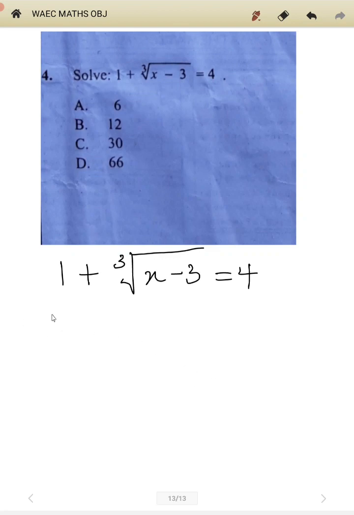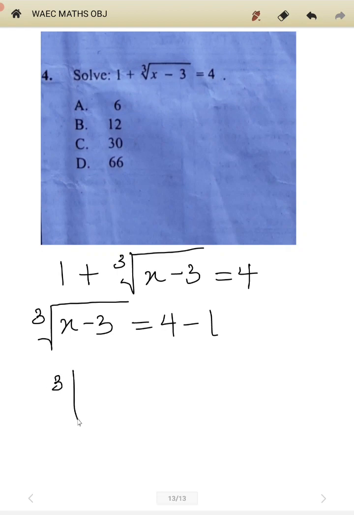Let's collect the like terms. What are the like terms? You say cube root of x minus 3 will be equal to 4 minus 1. So cube root of x minus 3 is equal to 3. So this is how this will be. Now we have the root on one side, and we also have an ordinary number on one side.